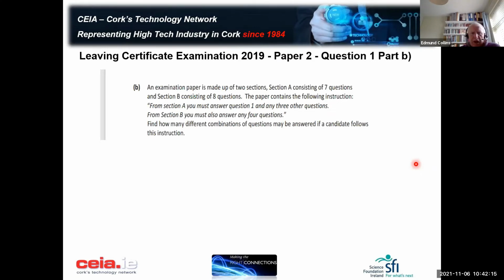Remember, "and", what we looked at in the earlier part of the presentation. From Section B, you must also answer any 4 questions. So there's a number of ands here. So question 1 and 3 other questions from A, and from Section B, 4 questions. So find how many different combinations of questions may be answered if a candidate follows the instructions. Again, very important, we're into combinations territory.